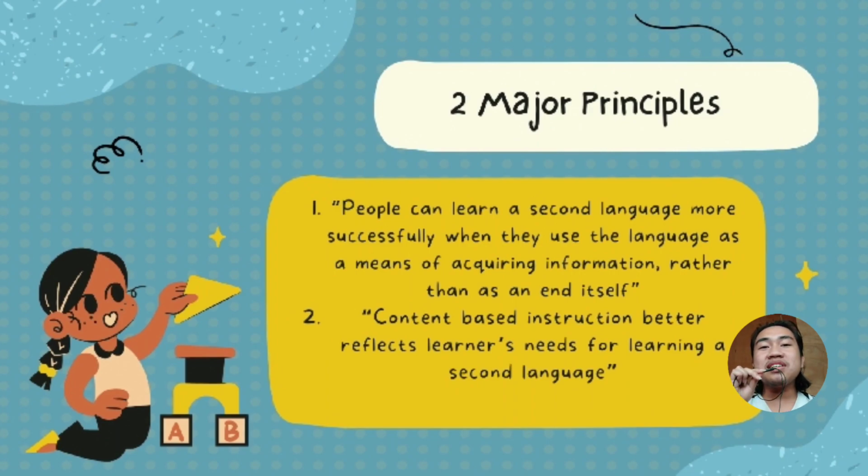The second major principle is that content-based instruction better reflects learners' needs for learning a second language. Since language is acquired within the context of the content, the learners will have the chance to reevaluate what they have learned and make use of it for other purposes. Nevertheless, the approach aims to develop the student's language and academic skills. These skills are developed unconsciously through the content dealt with.